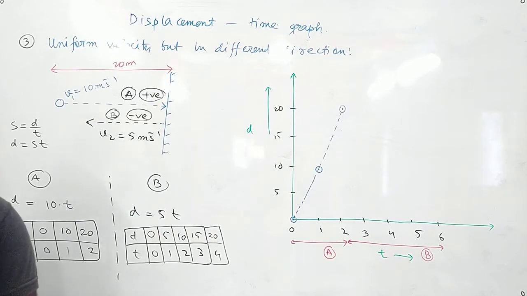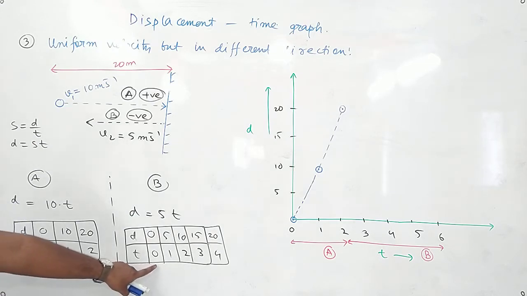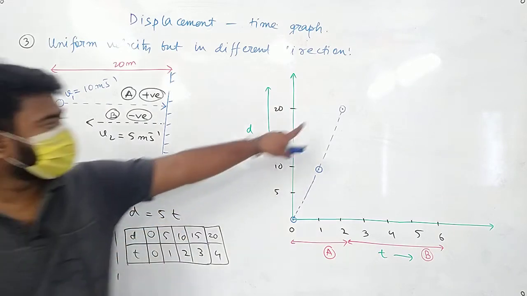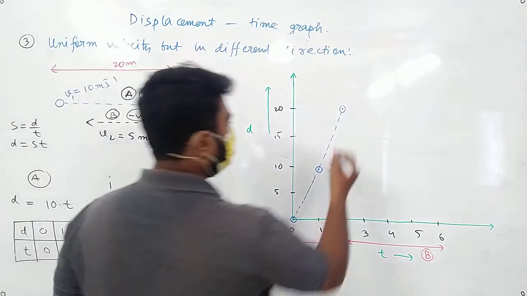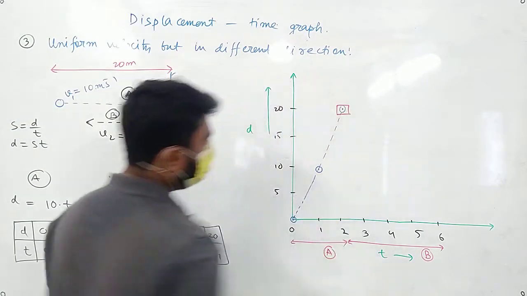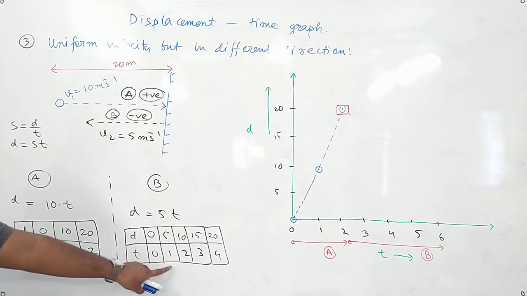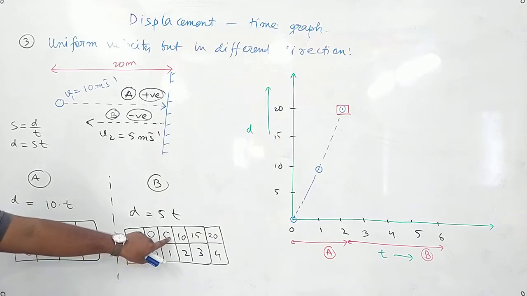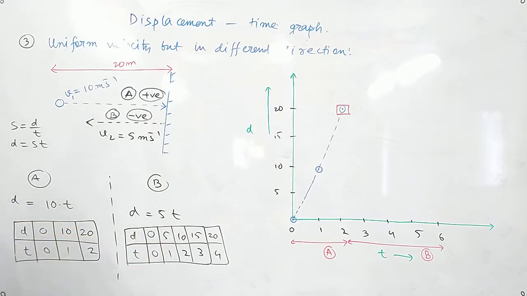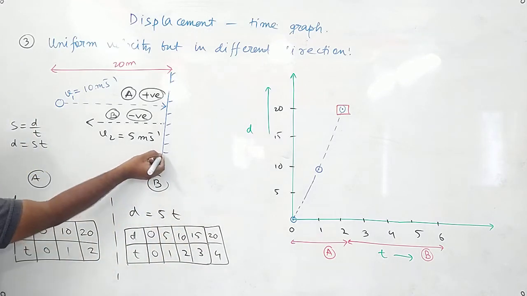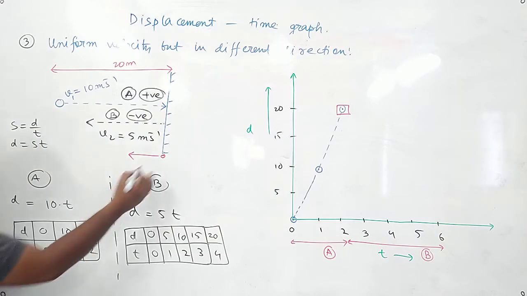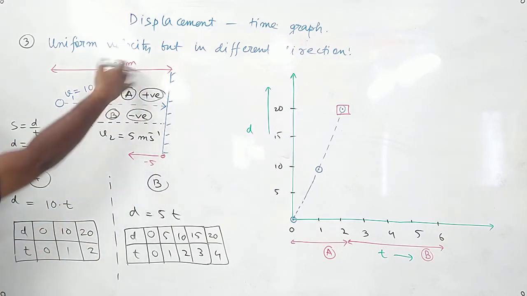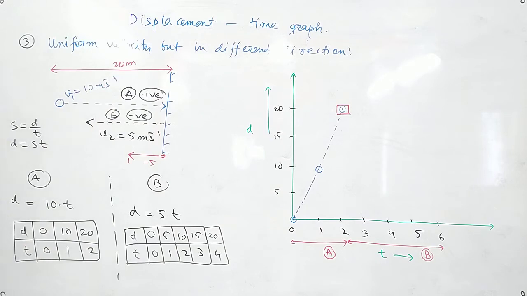Now I'm plotting the next portion. When the time is taken at 0, that means at just this instant, what is the displacement? 20. Okay. Now when it is 1 second, what is the displacement? 5. Remember, 5 in this direction. So if I move back 5 from 20, what do I get? 15. Is the idea clear?